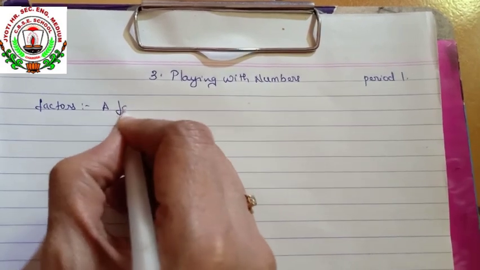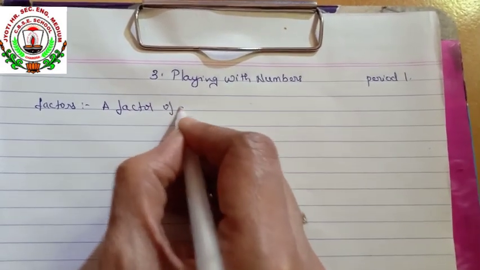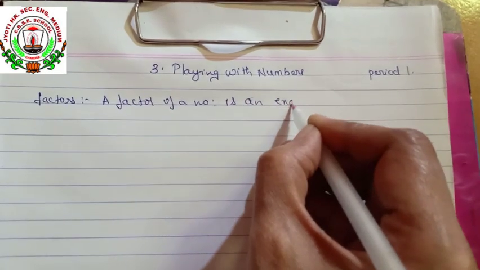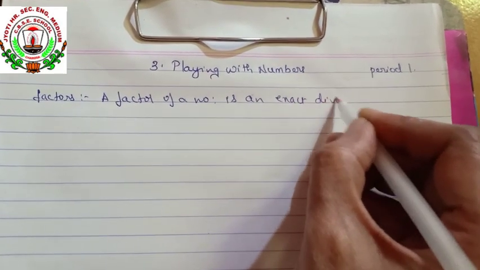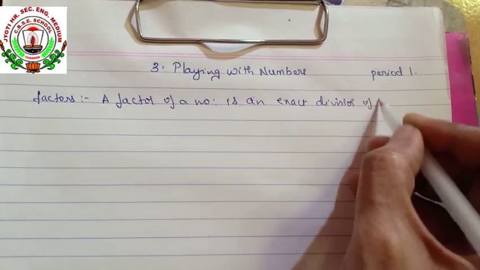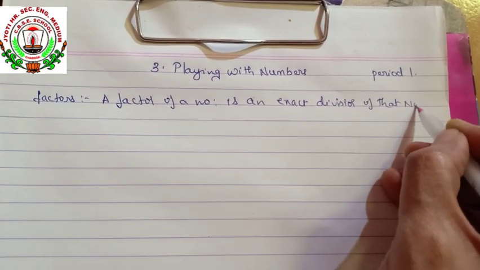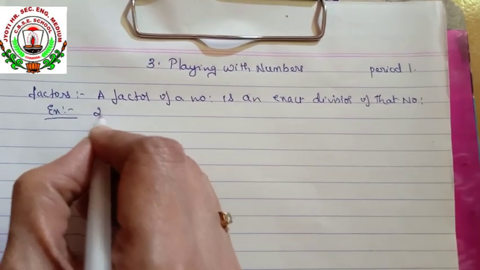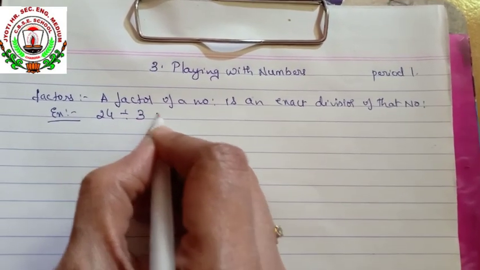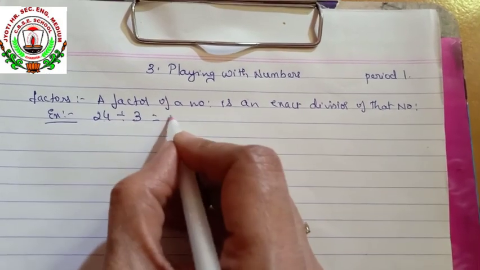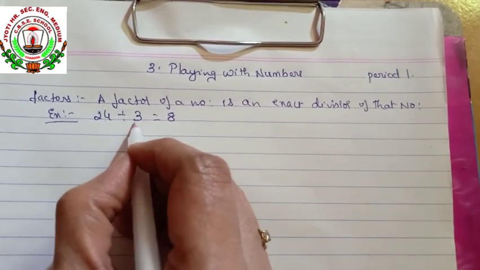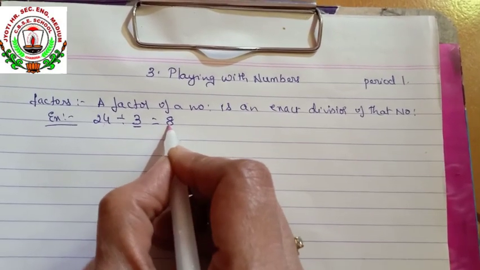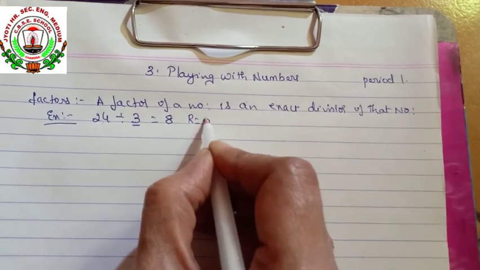Factors. A factor of a number is an exact divisor of that number. The meaning of this, for example: 24 divided by 3. 3 table 24, 8 times. So 3 is a factor of 24 because it divides it exactly 8 times with a remainder of 0.